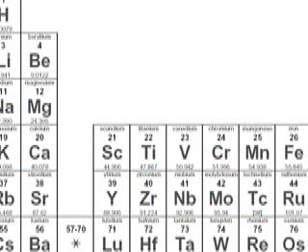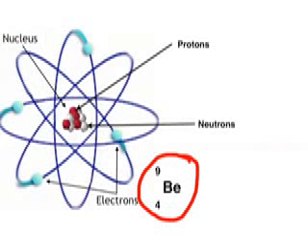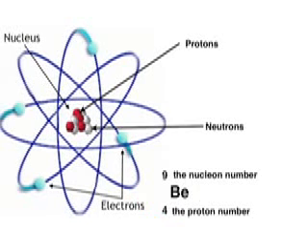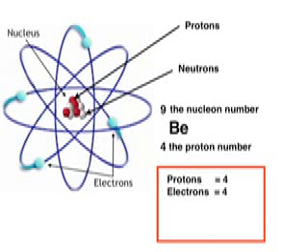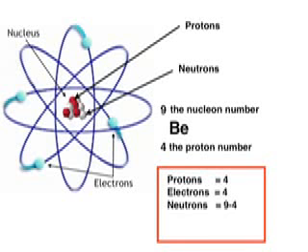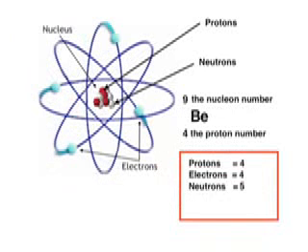Let's identify that atom inside the periodic table. It's beryllium. We would write the symbol and structure of beryllium like this. The number 4 is the proton number, and the number 9 is the nucleon number, that is the number of particles in the nucleus. Beryllium therefore has 4 protons and an equal number, that is 4 electrons. The number of neutrons is the nucleon number minus the number of protons in the nucleus, so it's 9 minus 4, which is 5 neutrons.